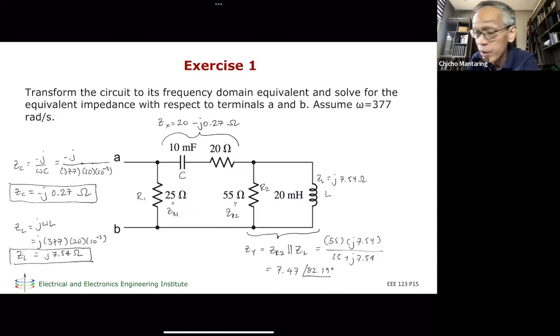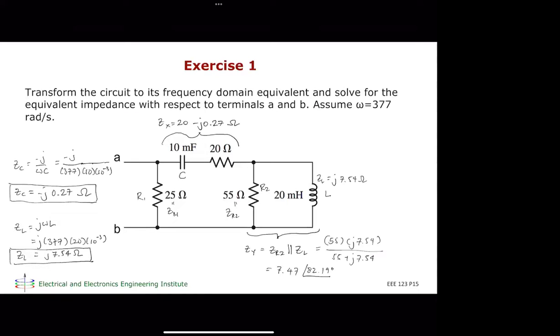Remember, these are not phasors. These are not phasors. These are just complex numbers. Your impedances are not phasors. It's only your voltages and currents which are phasors. Okay, Albert, what next simplification can we make? In series po, the impedances Z_X and Z_Y.